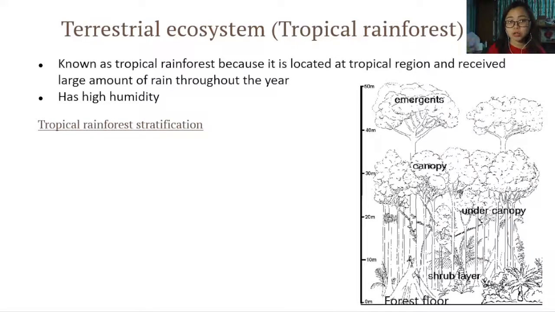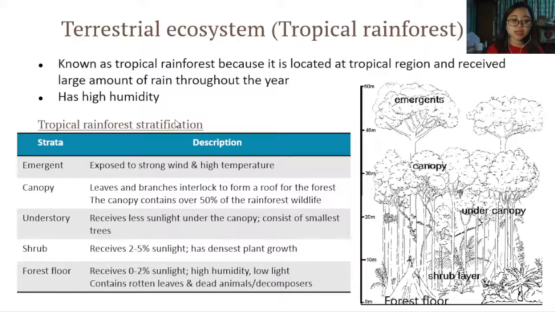Dia hutan hujan katulistiwa sebab dia di kawasan katulistiwa and receive large amount of rain throughout the year. Dia dapat banyak hujan, so nama dia hutan hujan. Tropical rainforest will have high levels of humidity, so that means there's a lot of water vapor in the air. And we can divide the tropical rainforest into several strata or several levels.